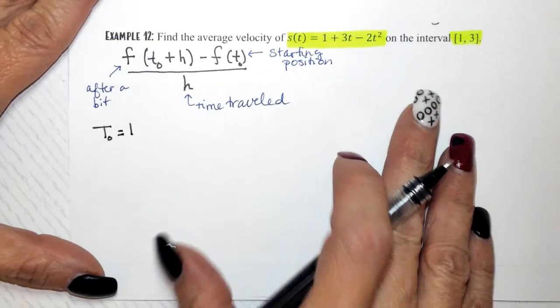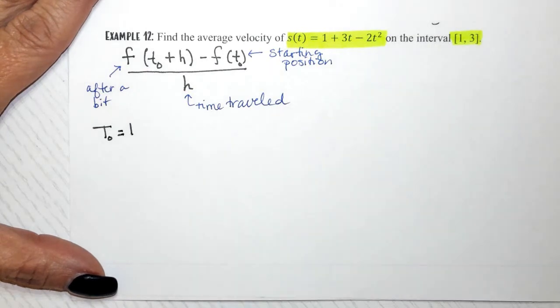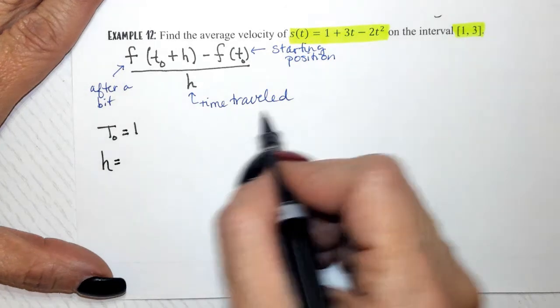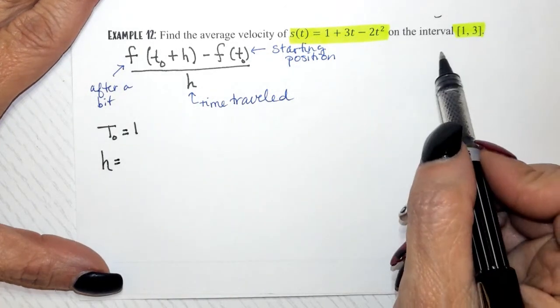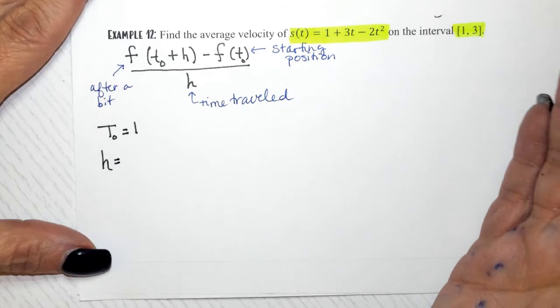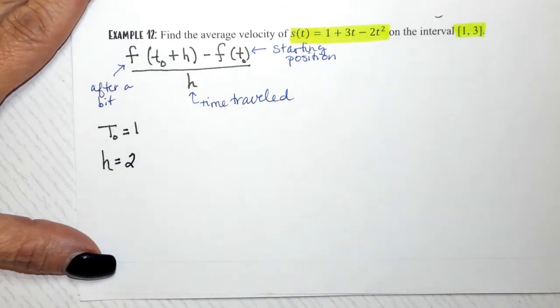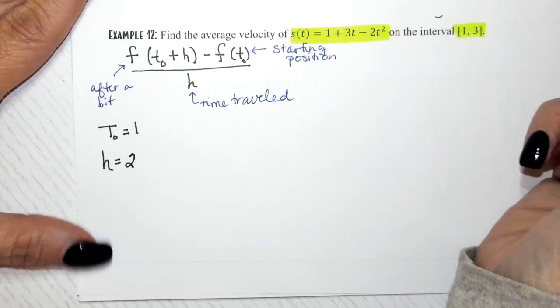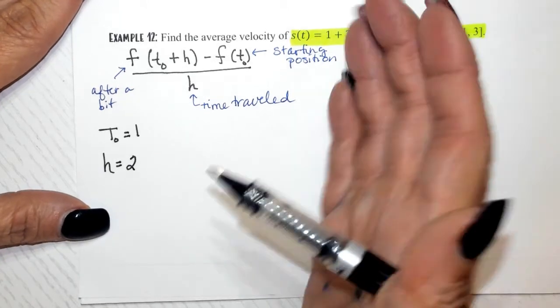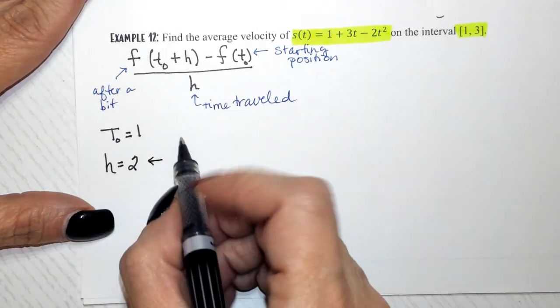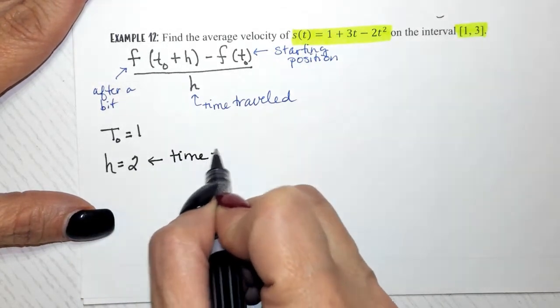Okay. When I think about the time traveled, how much time did I travel? So what is my h going to be? How much time lapsed? I went from the interval from 1 to 3. So h is actually going to be 2. And some of you might say, well, wait, it's 3. No. I went from 1 to 3. So the actual time traveled was 2 seconds. I'm going to say it like this: time elapsed.